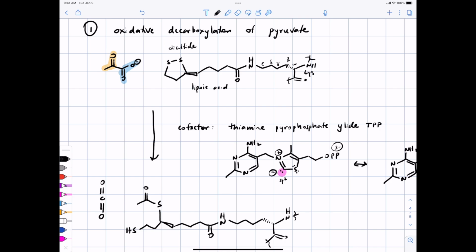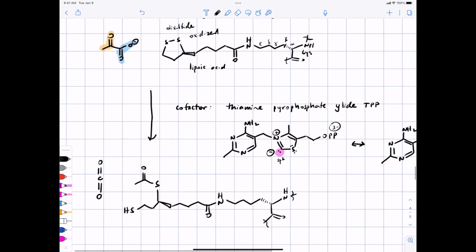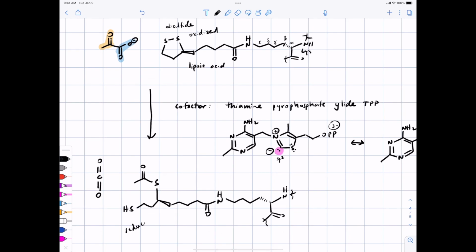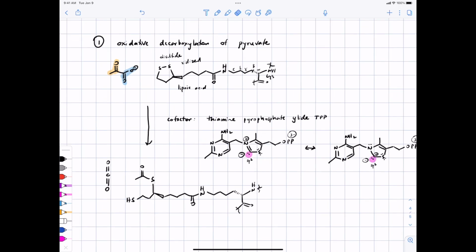The disulfide is an oxidized form, and here it's going to be reduced. The thing that gets oxidized is the carbonyl carbon of our ketone, which gets oxidized to a thioester. The thing that gets reduced is the disulfide, which gets reduced to the thiol. All right, other questions?